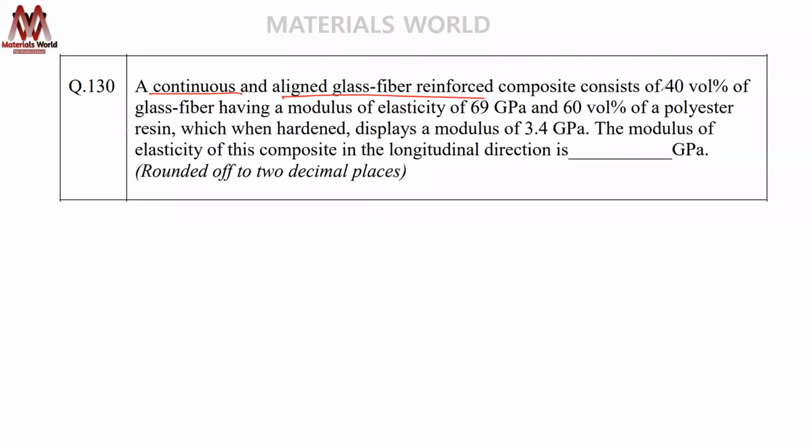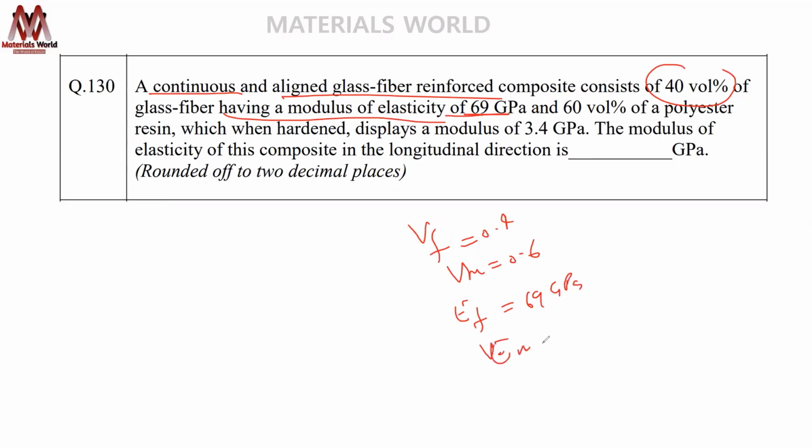Your VF is given as 0.4, so VM will automatically be 0.6. Modulus of elasticity of the fiber, EF, is given as 69 GPa, and EM is given as 3.4 GPa. It's asking for the modulus of elasticity of the composite in the longitudinal direction, E1. So E1 equals EF VF plus EM VM. You can use it. Some questions are direct and straightforward.